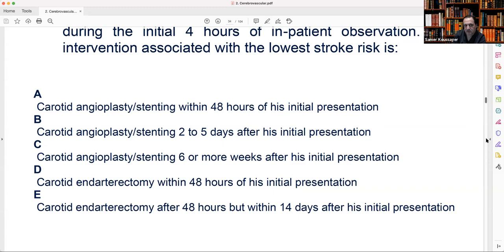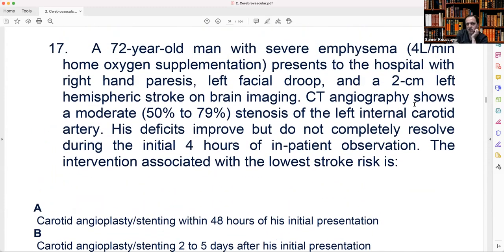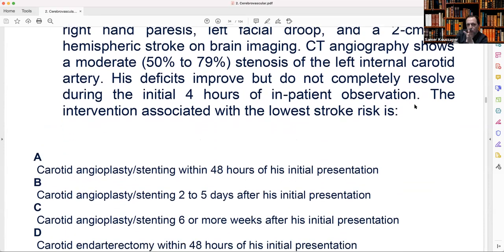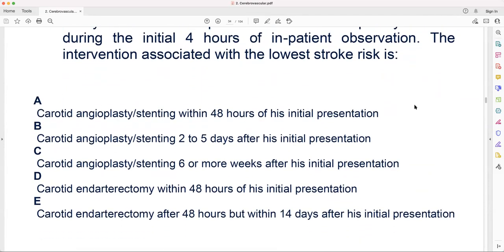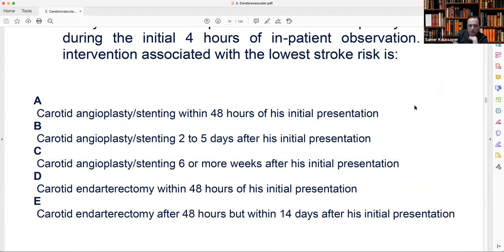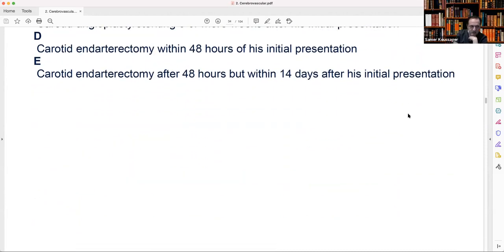The second thing is that you see the patient is on home oxygen and has COPD. Most probably I'll go with the carotid stent. So most probably my answer is B. But unfortunately, when you look at the answers here, let me see what's the answer.